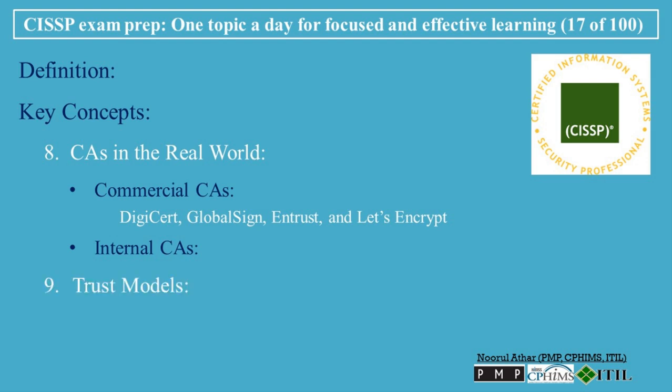9. Trust models. Hierarchical trust model, the most common PKI structure, where a root CA issues certificates to intermediate CAs, which in turn issue certificates to end entities. This model creates a clear chain of trust. Web of trust, used in systems like PGP, Pretty Good Privacy. This model relies on individuals or entities signing each other's keys. It is decentralized and does not rely on a single, trusted CA. Bridge CA. In some environments, a bridge CA is used to connect multiple PKI hierarchies. This allows organizations that use different CAs to trust certificates from each other's infrastructure.